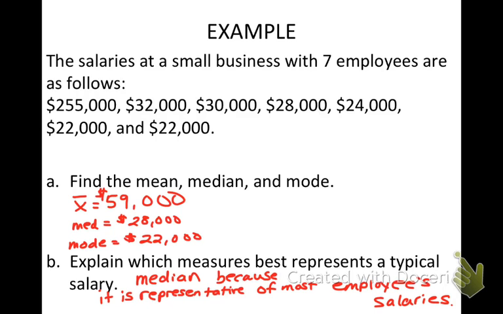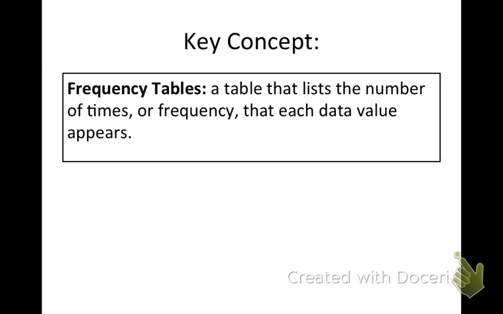All right, so we're going to pause from this for a second. If you've seen frequency tables before, what does the word frequency mean? Amount of time something is happening, right, is your frequency. So a frequency table is a table that lists the number of times, or the frequency, that each data value appears.